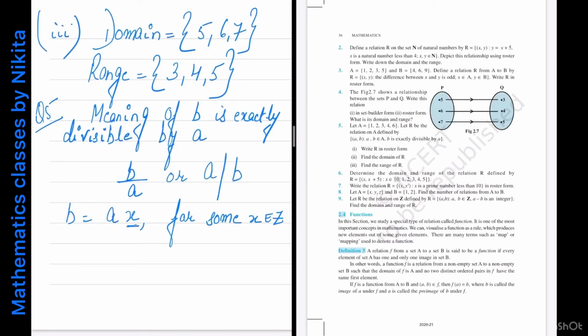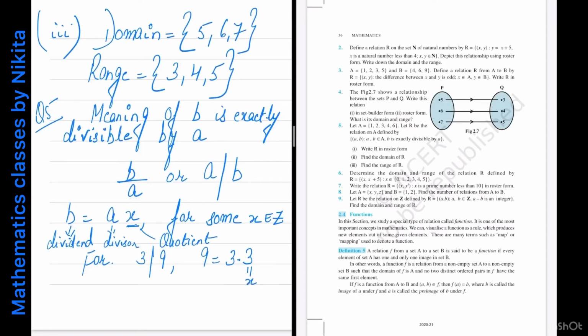In your earlier classes also you have studied this concept. So B is known as the dividend, A is known as the divisor, X is known as the quotient, and here the remainder is 0. So exactly divisible का मतलब है that the remainder is 0. For example, I know that 9 is exactly divisible by 3. So 3 divides 9. Why? Because 9 can be written as 3 into 3. So here my X is 3.